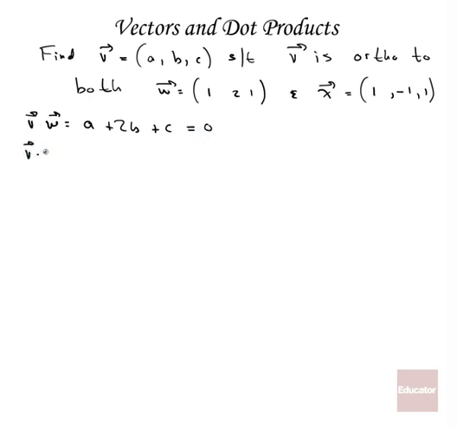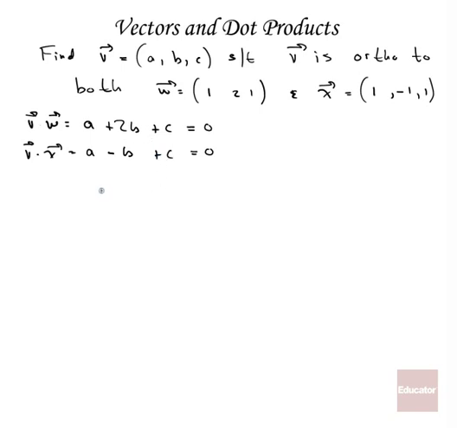Well, v dot x I also know is equal to 0. So a times 1 is a, a times negative 1 is minus b, and c times 1 is c. That's equal to 0. Well, I have two equations, three unknowns. Let's go ahead and subject this to reduced row echelon, the Gauss-Jordan elimination, and let's see what we can do.